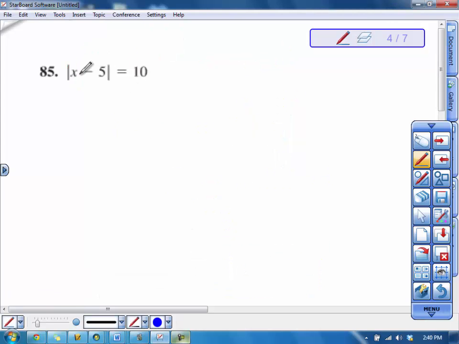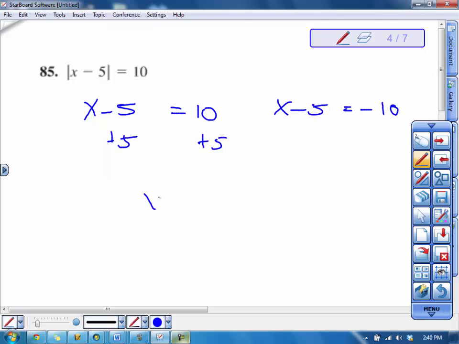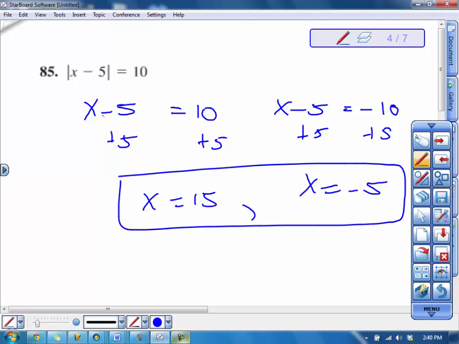You're also going to have to solve absolute value equations like this, where you take what's inside, set it equal to the positive, and also take what's inside, set it equal to the negative. So I would add 5 to both sides, and you get x equals 15. And then add 5 to both sides here, you get x equals negative 5. So there are 2 solutions to this equation. Both of those will solve the original equation.